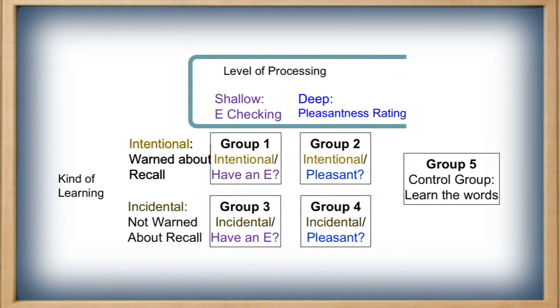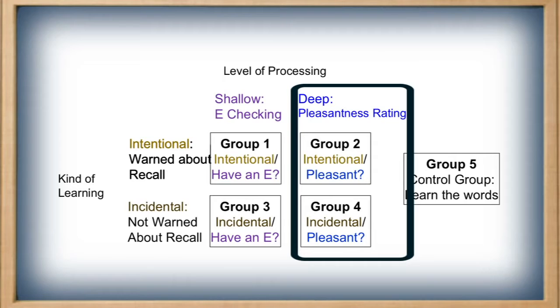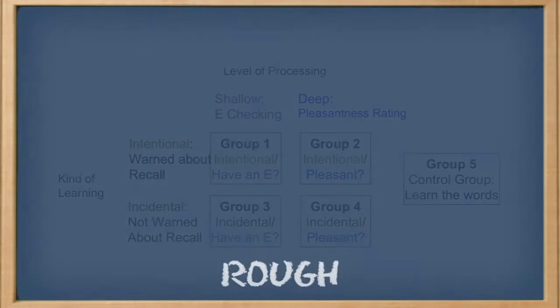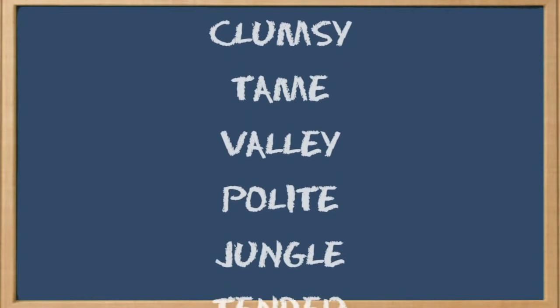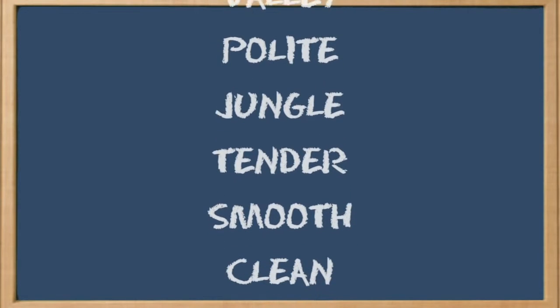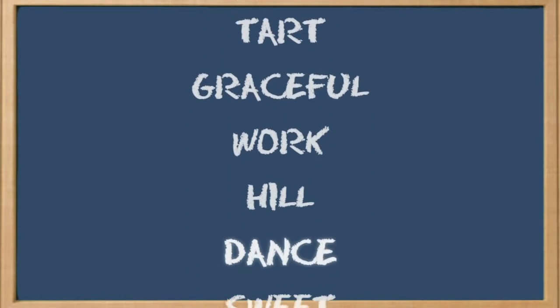The other variable Hyde and Jenkins looked at was how participants rehearsed or encoded the words, what became known later as level of processing. 2 groups had to listen to the words and check whether or not it had the letter E in the spelling. The other 2 groups had to rate whether or not they found the word pleasant. Now, why would this make a difference? If you're checking for E's, then you're focusing on the spelling of the word, which is called shallow level of processing. If you're rating its pleasantness, you're thinking about the meaning of the words related to your own experience. That's called deep level processing.